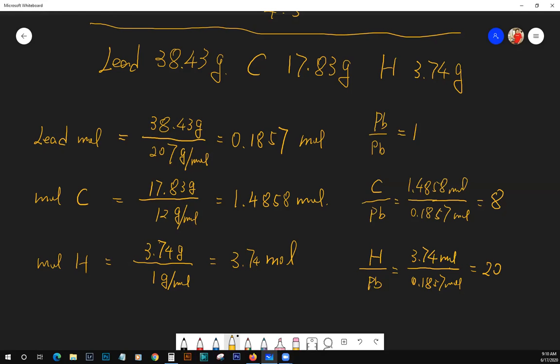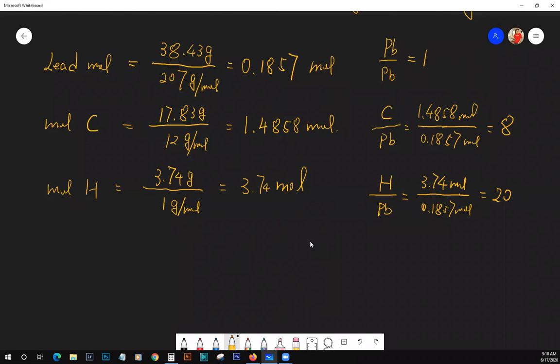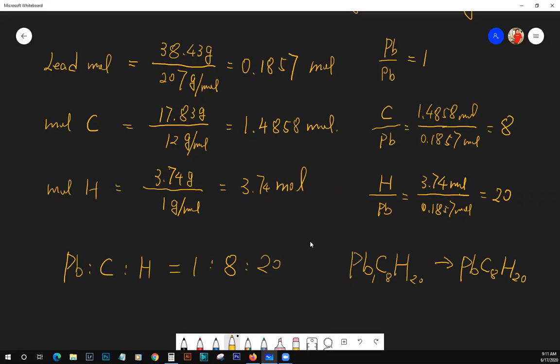Okay, so now I figure out the ratio between the lead and carbon and hydrogen here is 1 versus 8 versus 20. So now we know the empirical formula here is 1 lead, 8 carbon, and 20 hydrogens. Usually for the formula, we don't write 1, so you can just write lead, carbon 8, and hydrogen 20. Okay, this is the empirical formula.